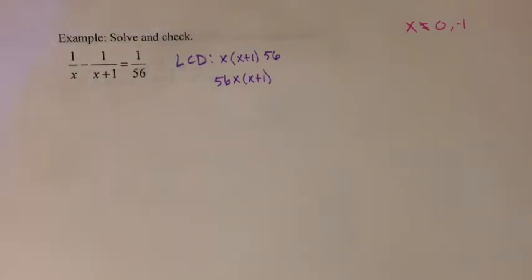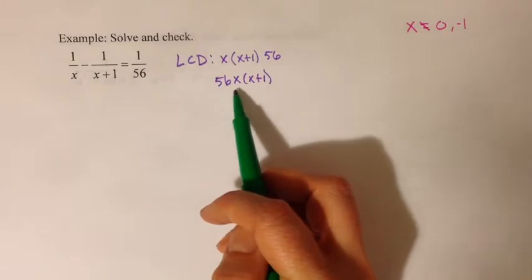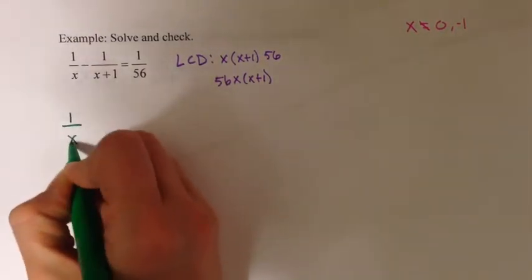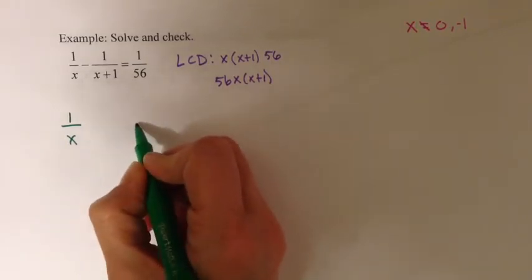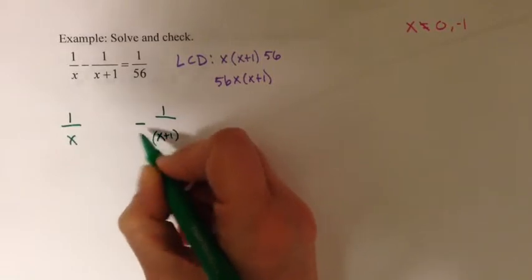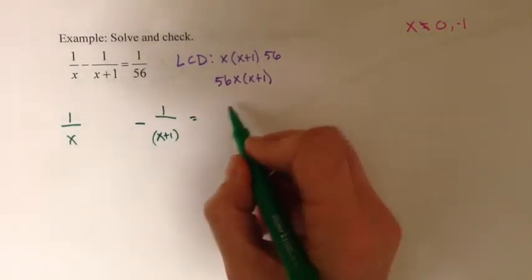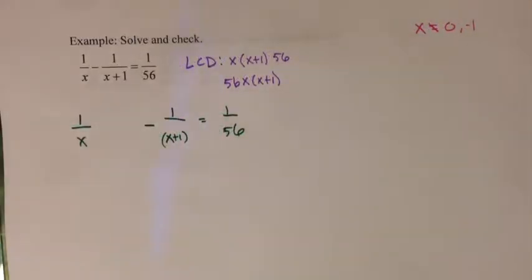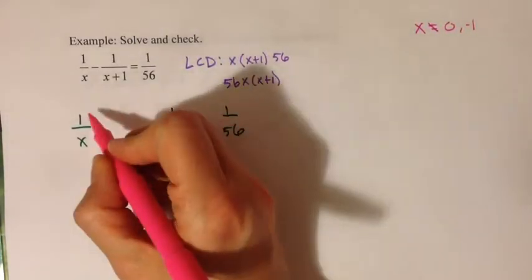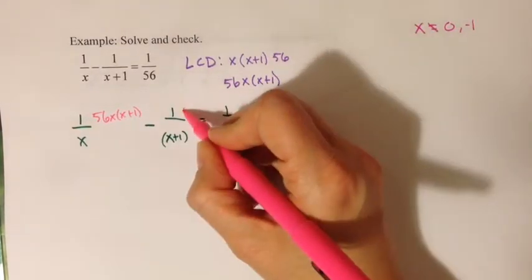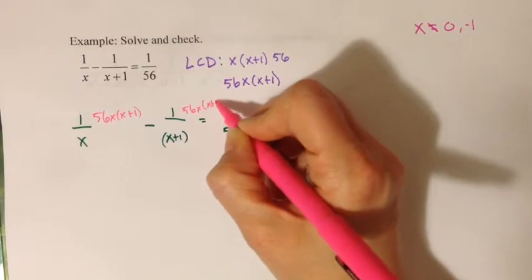Step 2 is to clear the fractions. I'm going to do that by immediately multiplying everything by 56x times x plus 1. When I do this, I like to write things down and give myself a lot of space. I have 1 over x and 1 over x plus 1, the minus sign in between them, and that equals 1 over 56. Now I multiply every single term by 56x times x plus 1.